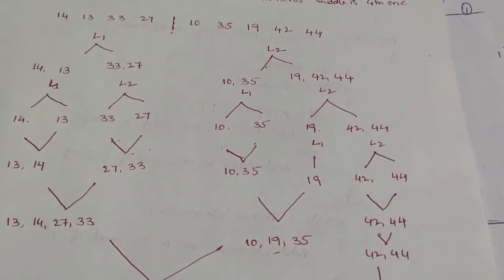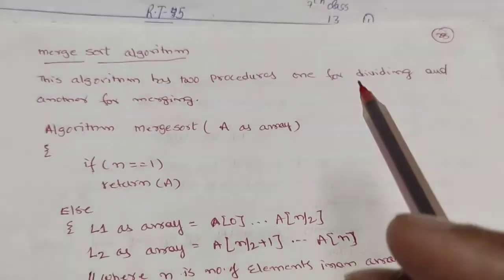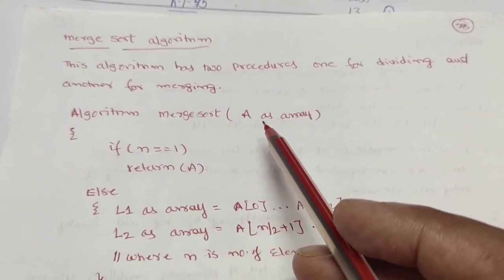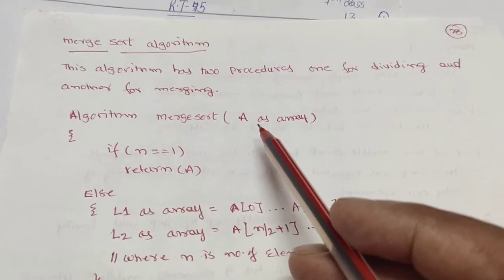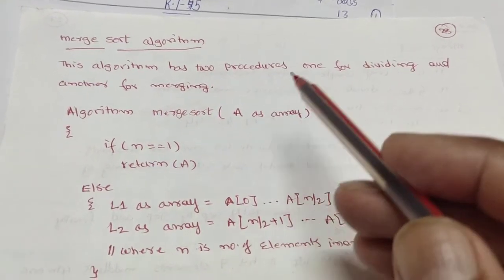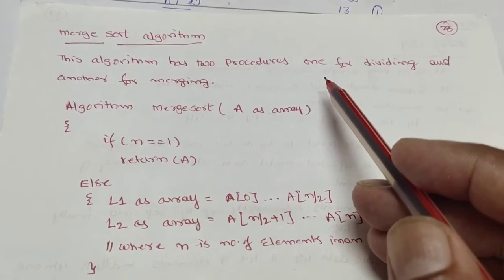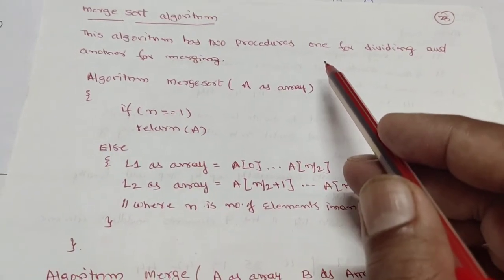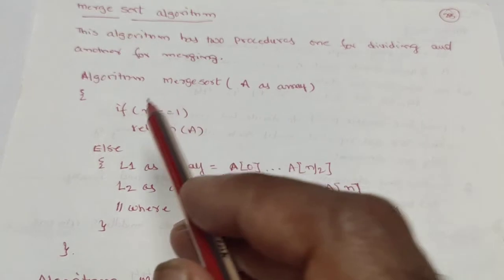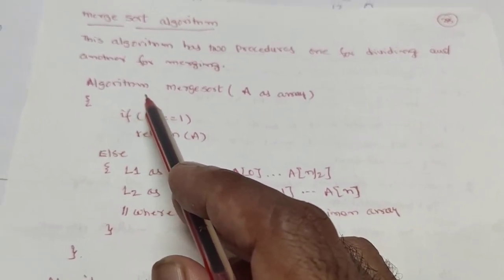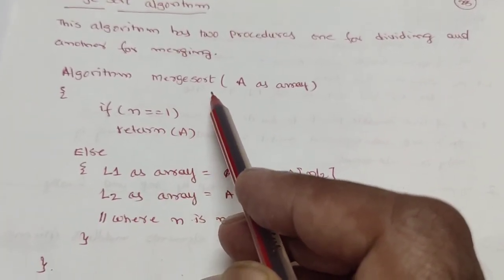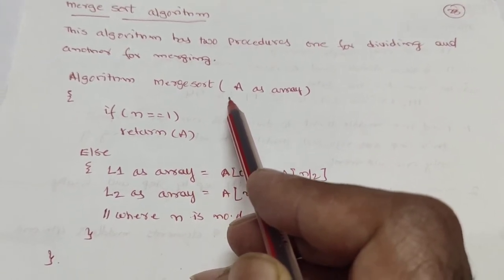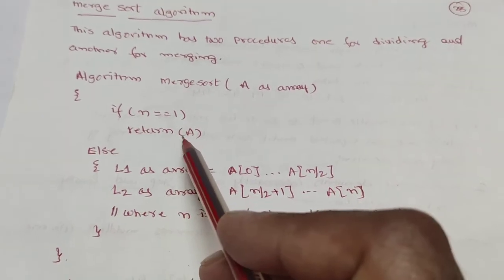This is the procedure. Now we are going to observe the merge sort algorithm. Again the algorithm has 2 parts. One is dividing the list into sublists, and another is combining the elements into a main list. So here we consider the first part of the algorithm, merge sort. I am going to write the algorithm in easy, English-like words. Merge sort: if n equal to 1, return A.